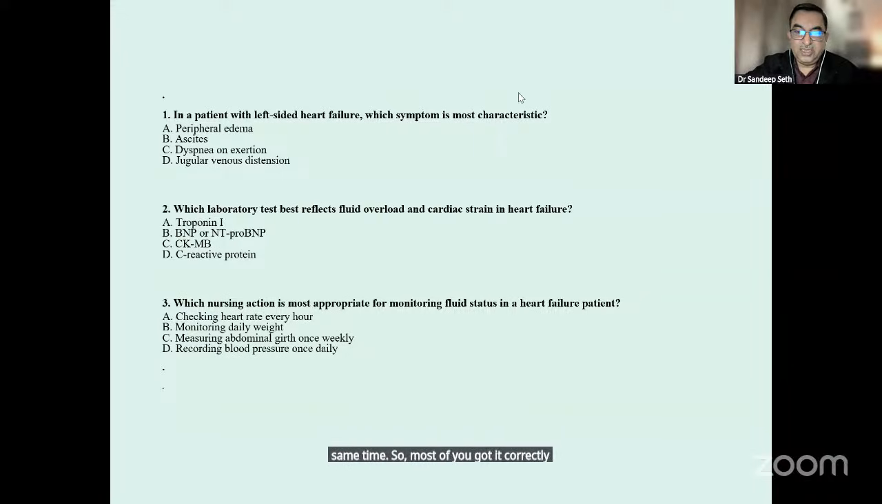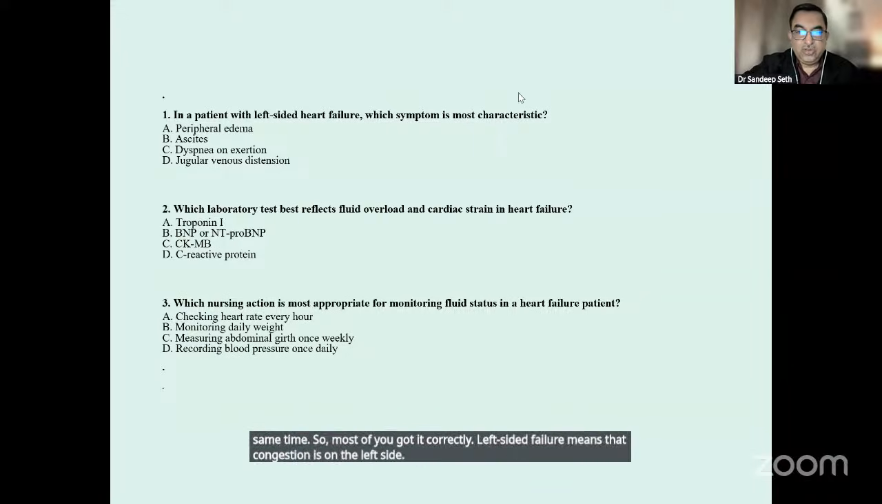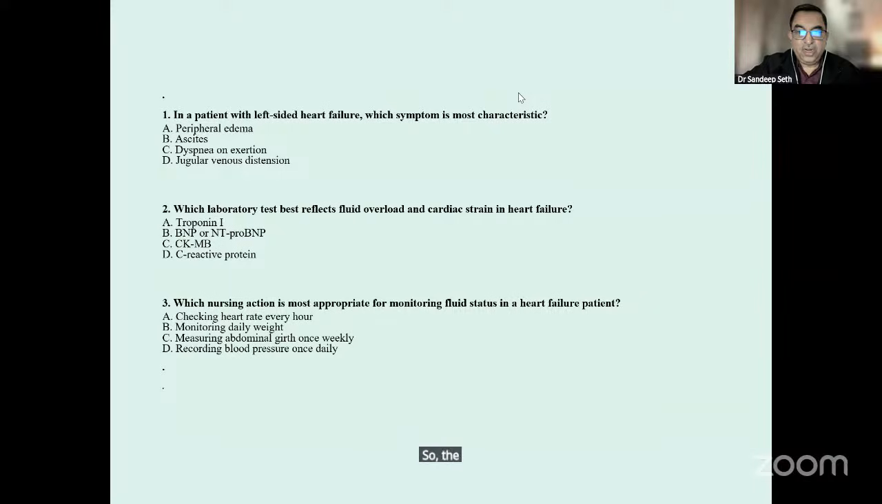So most of you have got it correctly. Left-sided failure means the congestion is on the left side. So the left side congestion goes to the lungs. So shortness of breath, dyspnea, will be the commonest symptom.